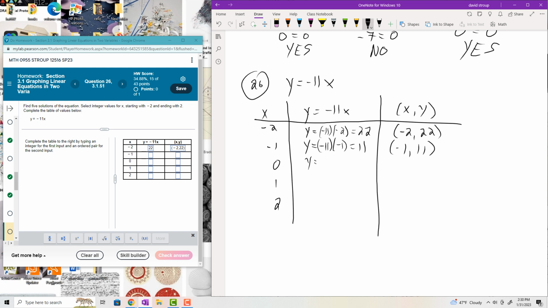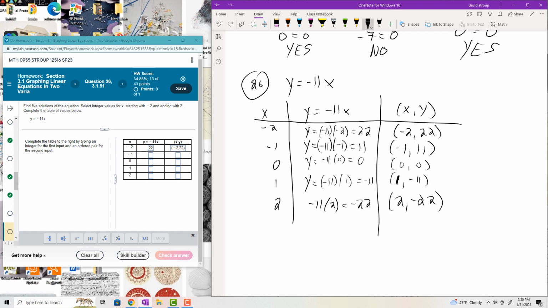This one, negative 11 times 0, that's just going to be 0. So it's 0, 0. Here, y is negative 11 times 1, which is negative 11. So that should be 1 comma negative 11. And then finally we have, and I'll just write negative 11 times 2, so just put the expression evaluated for x equals 2. So negative 22 there. And then my ordered pair is 2, negative 22.